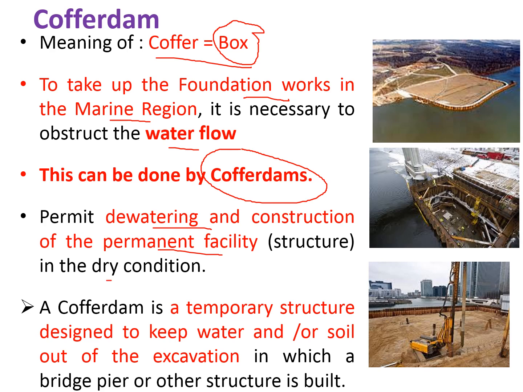Any structure which is to be constructed underwater in dry condition, we have to construct a cofferdam. If you want to define it, it is a temporary structure designed to keep water and, in certain cases, soil away from the excavation in which a bridge pier or other structures are to be built. So here you can see that all these structures are generally box kind of structures which are constructed to keep water away, or in certain cases soil away, from the construction site where you want to do your construction.